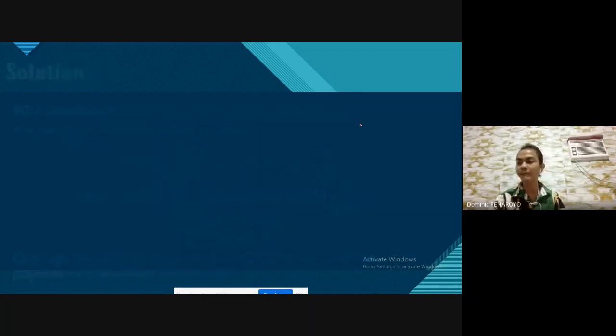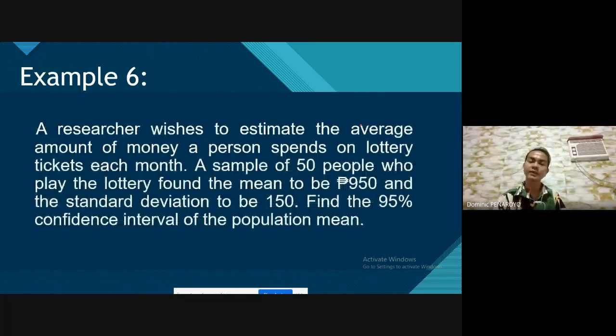Another example. Example number 6. A researcher wishes to estimate the average amount of money a person spends on lottery tickets each month. A sample of 50 people who played the lottery found the mean to be 950 and the standard deviation to be 150. Find the 95% confidence interval of the population mean.